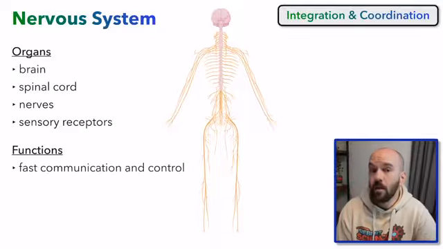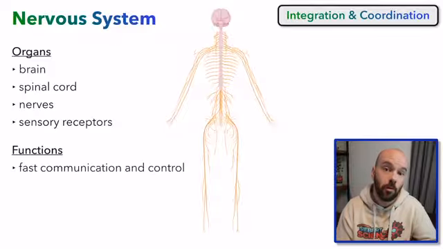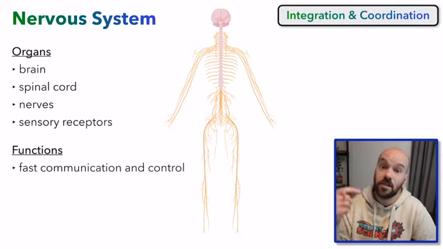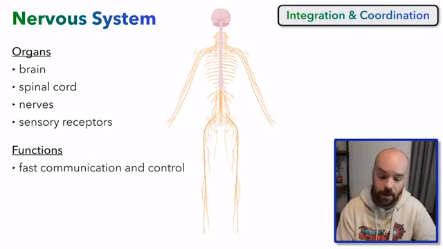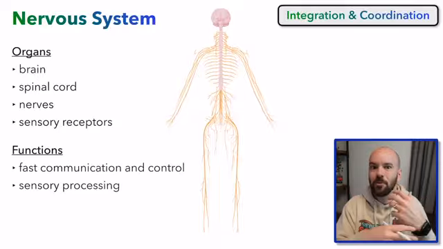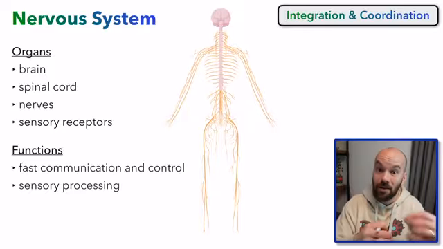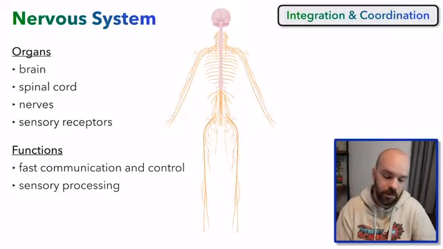Now the functions, one is going to be fast communication and control. We're going to compare that in a minute to the endocrine system, which releases hormones, and that's going to be a slower control. But the nervous system is going to be for fast control. It sends really fast nerve impulses throughout the body. Think of every movement that you do, that signals are sending from your brain down your spinal cord to the muscles, and so that has to be very fast as you can respond to things. That's the speed at which your nervous system is working.